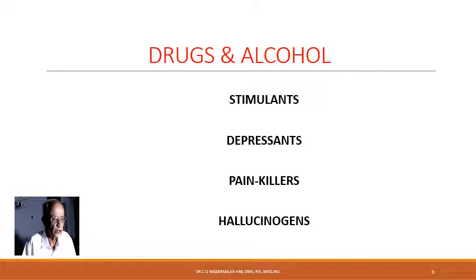We will ask a small question: what and why do people take either drugs or alcohol or both sometimes? There are four important reasons for which people use alcohol or drugs. One, it is used as a stimulant, as a depressant, and also as painkillers and hallucinogens. So these are the four important properties drugs and alcohol have.